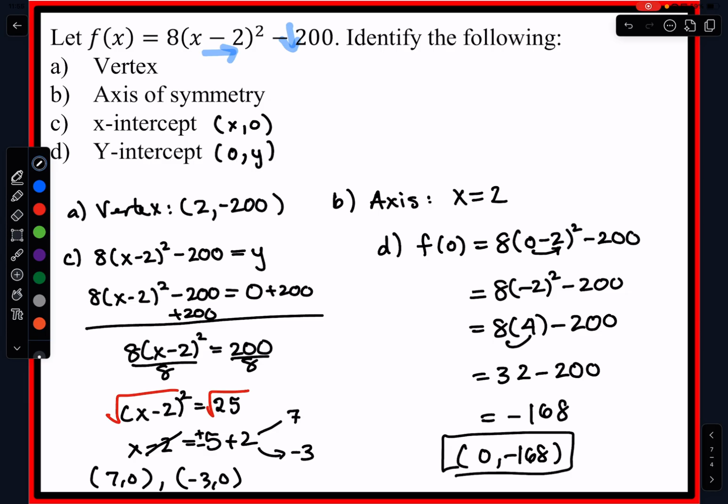is that. So here are our solutions. Let me box in our solutions.